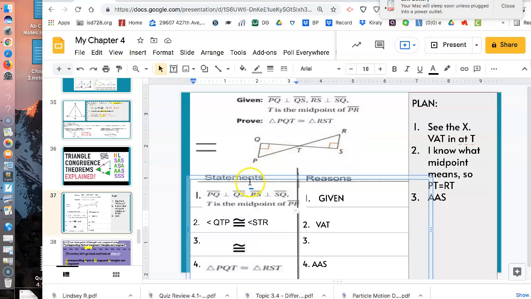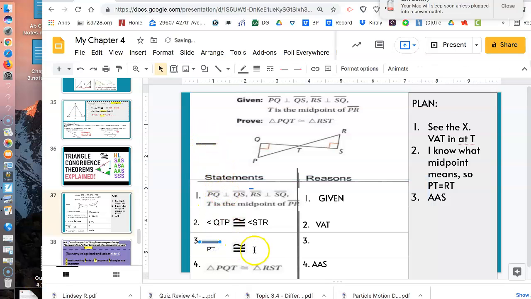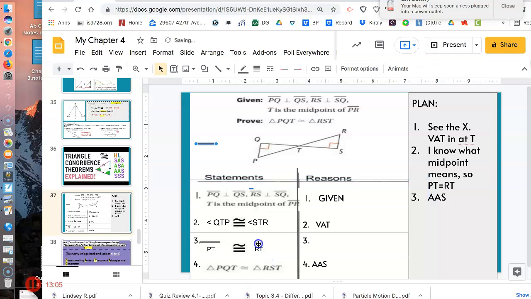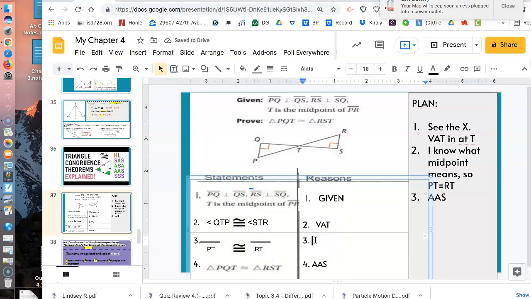We spotted that X in the middle. What else did I say? I used the fact that I knew what a midpoint was. So I know the segment lengths from P to T are equal, the segments are congruent, to R to T. So those segments are congruent. By what reason? I knew what a midpoint meant. So we'll write definition of midpoint.